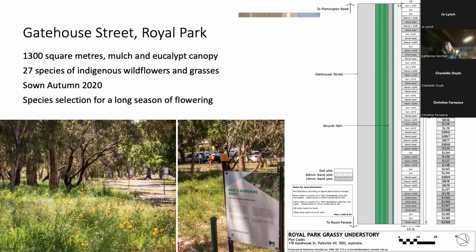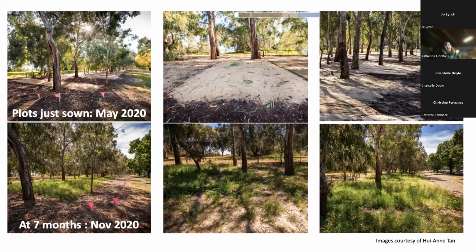We sowed 27 species of Indigenous wildflowers and grasses. And we conducted a species selection process, very much using that horticultural tradition of trying to choose things that would have a long season of flowering and interest to urban residents that live nearby. We carved up the site into 54 plots, as you see there, and we played with two depths of sand, 80 millimetres and 10 millimetres, as well as sowing identical seed mixes into the site soils.